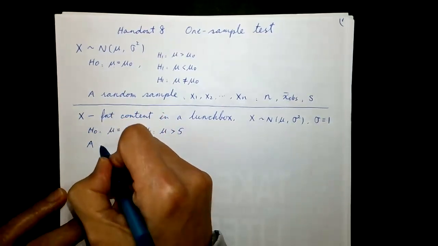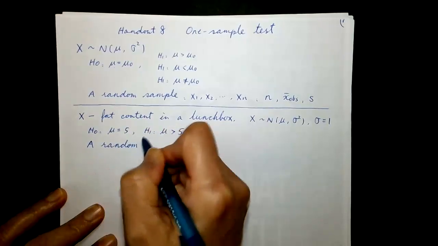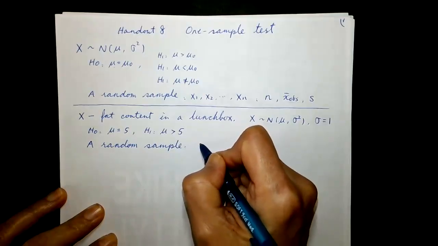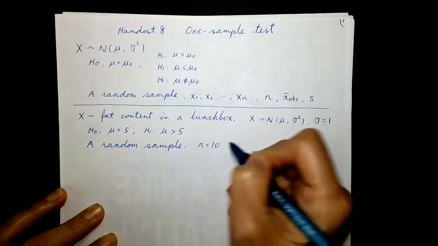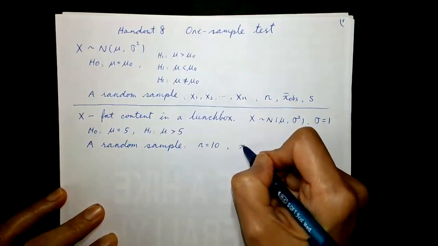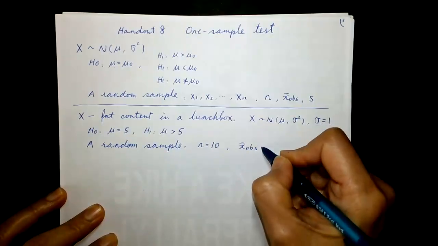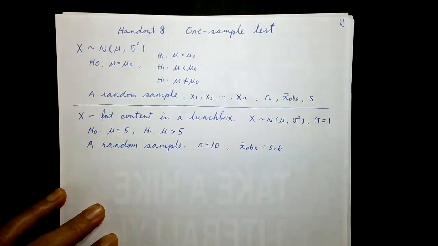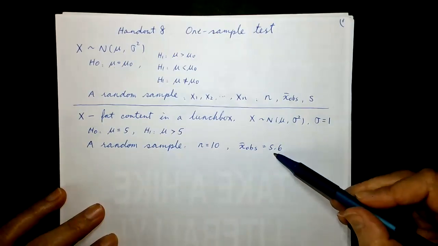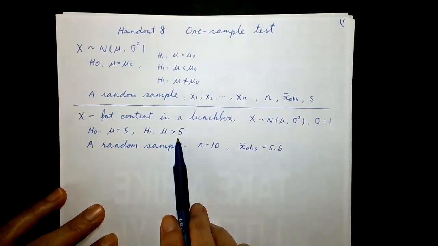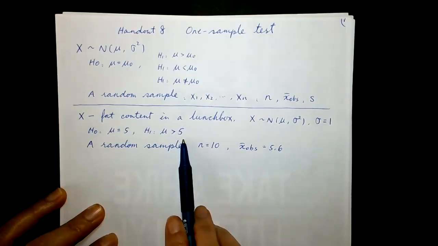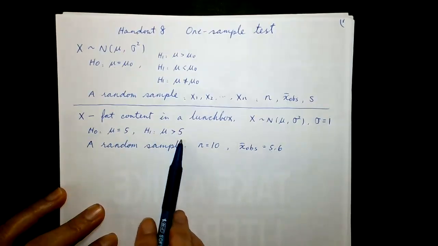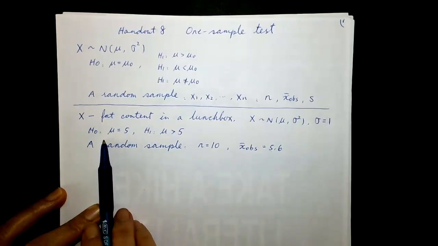A random sample. Suppose that a customer collected 10 lunchboxes. It turns out that these 10 lunchboxes have the average fat content of 5.6 grams. Can you say that because 5.6 is more than 5, so I support H1, I reject H0, right? Just because 5.6 is greater than 5, so we reject the null hypothesis.